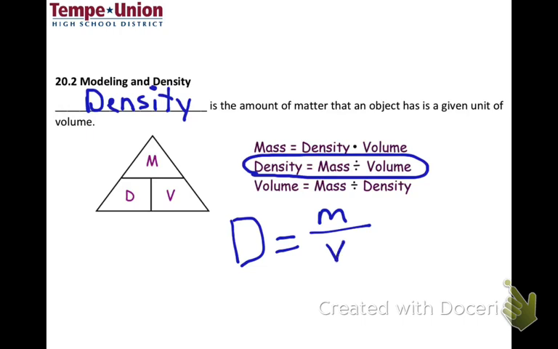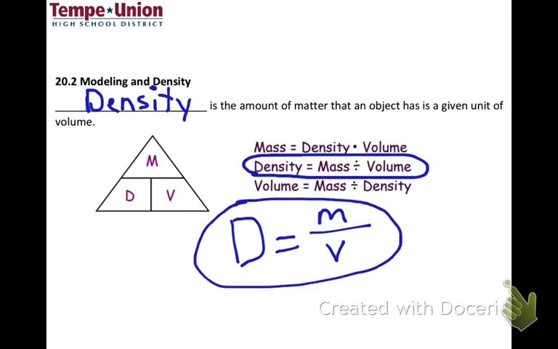Now those other three formulas are correct as well. It's just that I use this one the most, and if I want to figure out the other formulas, all you have to do is a little bit of algebra. If you wanted to solve for m, you just multiply both sides by v, and that will give you density times volume. Any of the other formulas you can get. I just like to have one formula memorized: density equals mass divided by volume.